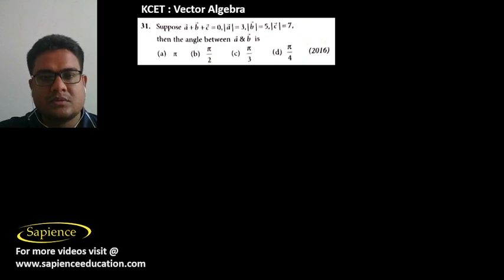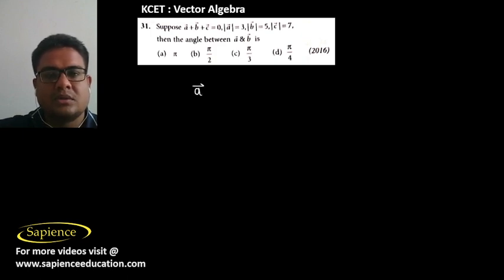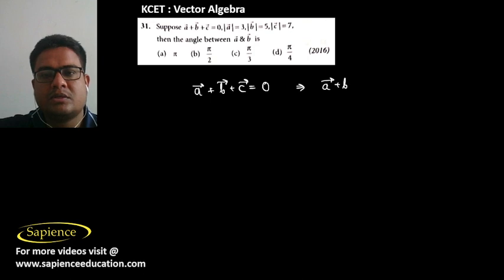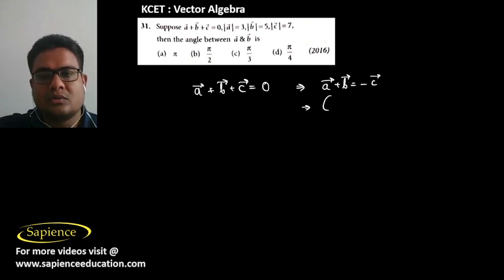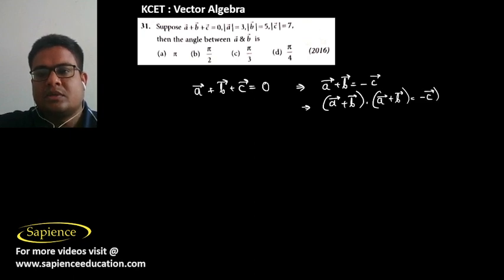So question number 31: it is given that the sum a plus b plus c is equal to 0. It means that a plus b is equal to minus c vector. So if you take the dot product of a plus b with a plus b, that is equal to minus c vector dot minus c vector.